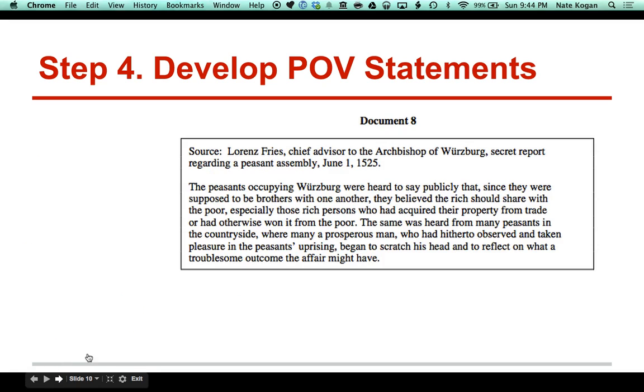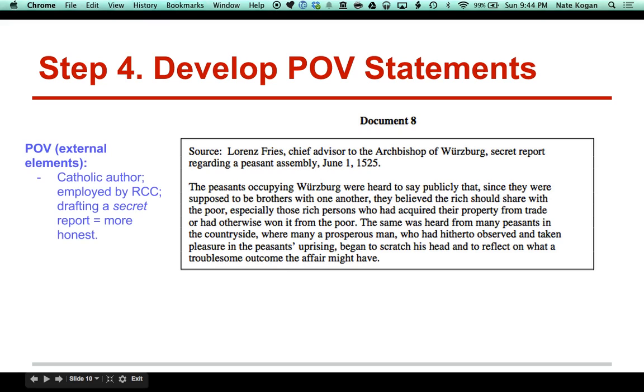Similarly, on the next document we looked at, document 8, I'm interested in the fact that this person is again a Catholic author, that they are writing to an archbishop, is an advisor to an archbishop. They're also employed by the Roman Catholic Church, right, within this position of being an archbishop, and the fact that they tell us it's a secret report. So it seems safe to conclude that perhaps the secrecy of this report gives us a sense that it's more honest and telling about the author's true feelings rather than something that they might say publicly.